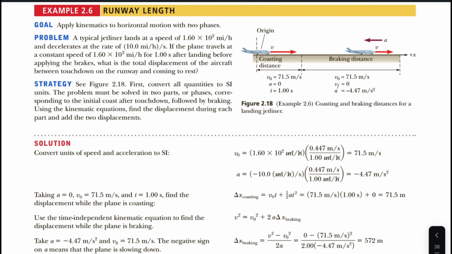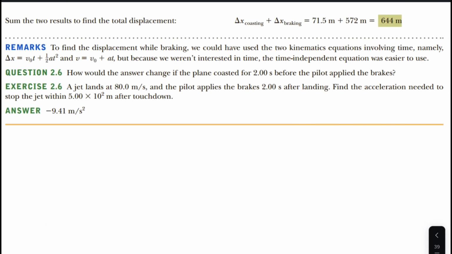Alright, so from here you're going to calculate the delta X braking, which gives you 572 meters. And finally, you are going to total up the coasting displacement and the braking displacement, which gives you 644 meters.